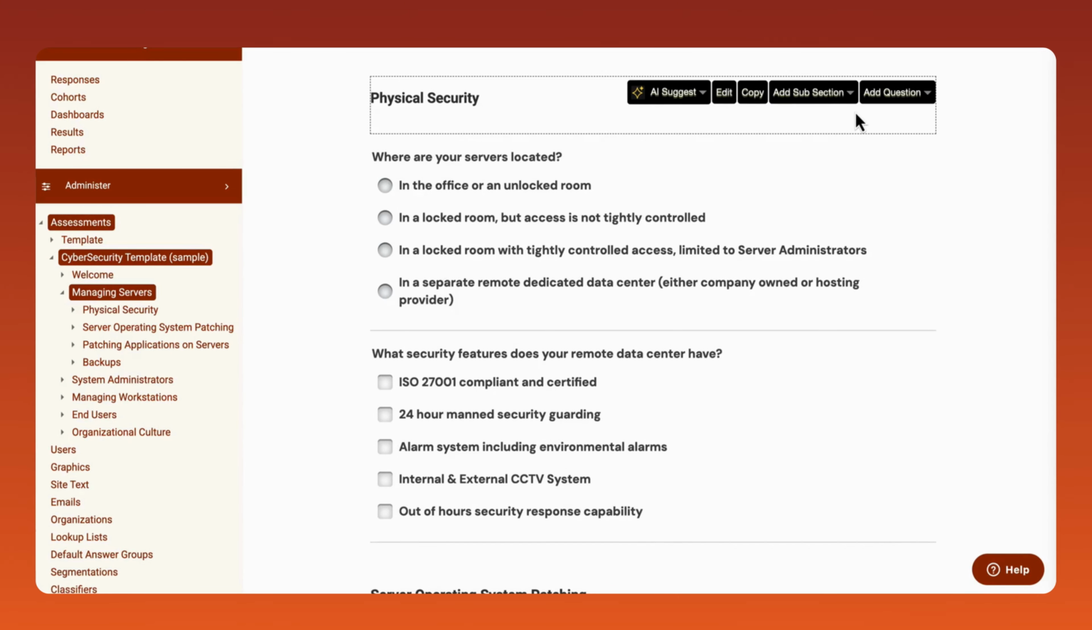So, once the subsection has calculated the average score, what happens next? The average score of a subsection, section, or assessment is used to place the response in a score band, which you'll hear us refer to as a rating. So, let's talk about ratings in more detail.